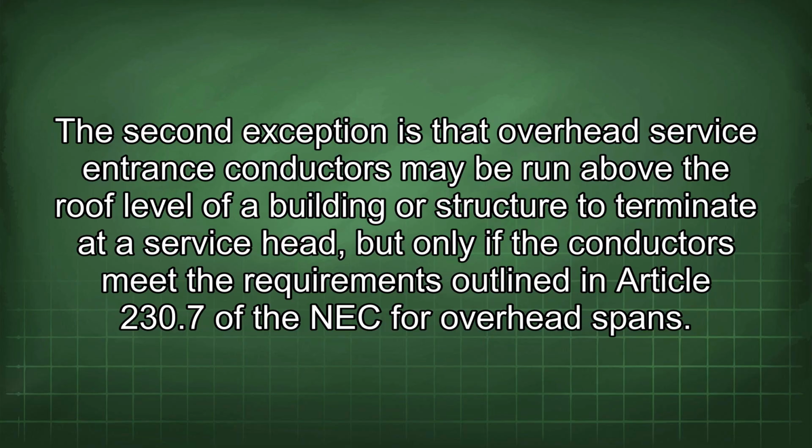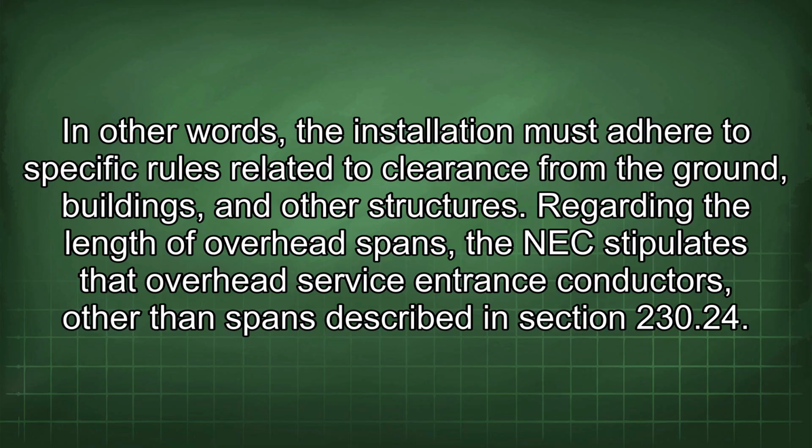The second exception is that overhead service entrance conductors may be run above the roof level of a building or structure to terminate at a service head, but only if the conductors meet the requirements outlined in Article 230.7 of the NEC for overhead spans. In other words, the installation must adhere to specific rules related to clearance from the ground, buildings, and other structures.